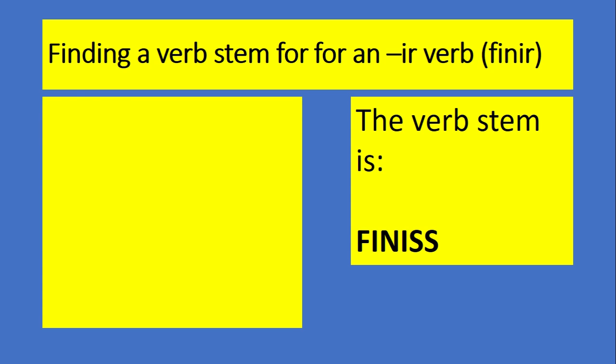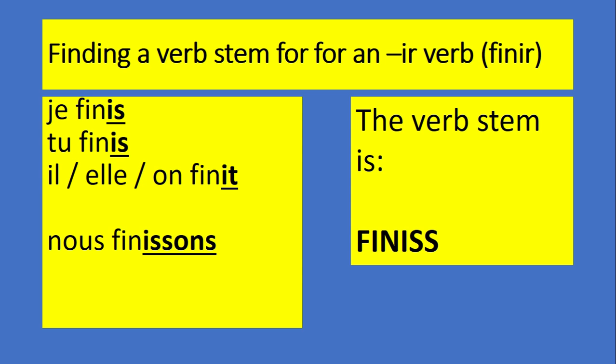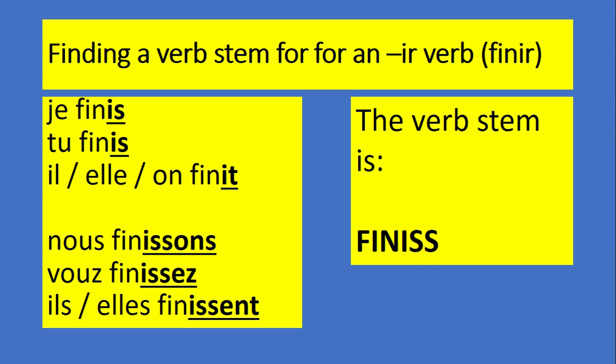Here's an IR verb: je finis, tu finis, il finit, nous finissons, vous finissez, ils finissent. Now this is a bit more complicated. Go to the nous form, nous finissons. The ending is ONS, and remember, all we have to do is take off the ONS. So the verb stem is finiss, F-I-N-I-S-S. Now if you remember, the cheat's method for the ER and the RE verbs was that you could get the stem simply by taking off the infinitive ending, but that doesn't work for IR verbs. If you take off the IR, you're just left with fin, F-I-N. That is not the verb stem. The verb stem is finiss.